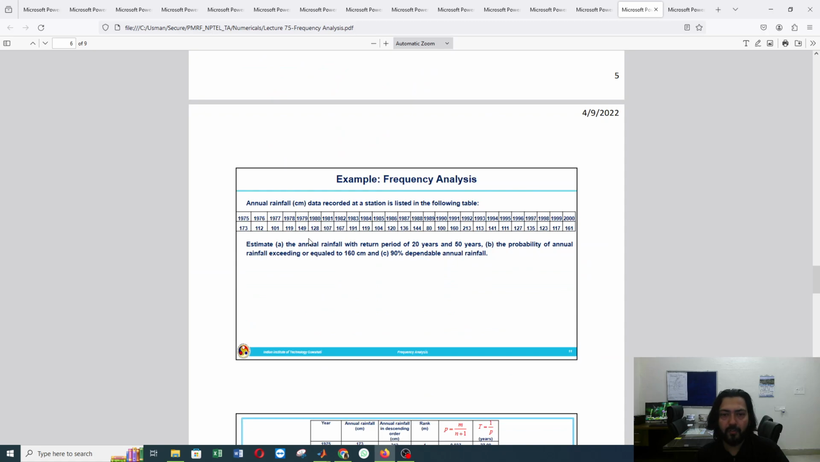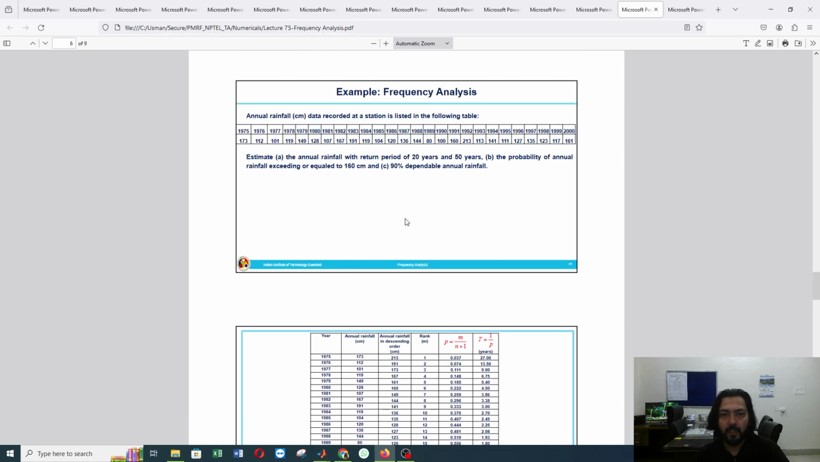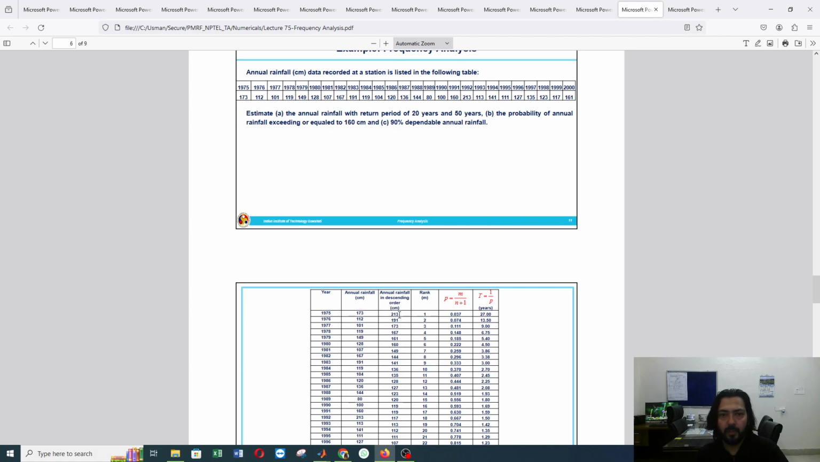Then we came to the sixth module, where we have seen an example on frequency analysis, right? In frequency analysis, we talk more about two approaches, that is the Gumbel approach, and another one was probability plotting. So this is the case where we are using probability plotting. Here generally what we do is, we have the rainfall series with us, we just have to arrange them in descending order, and then according to that we will give them the rank. So the highest value will have rank 1.